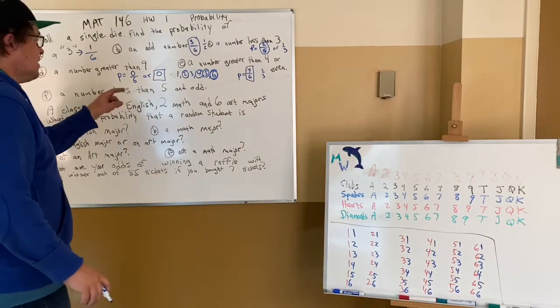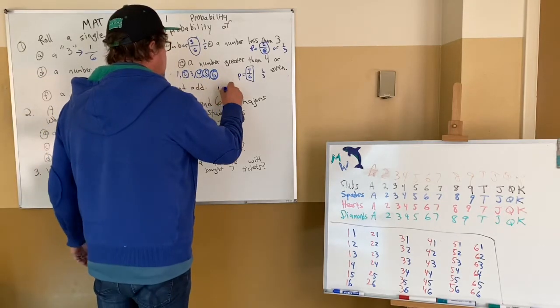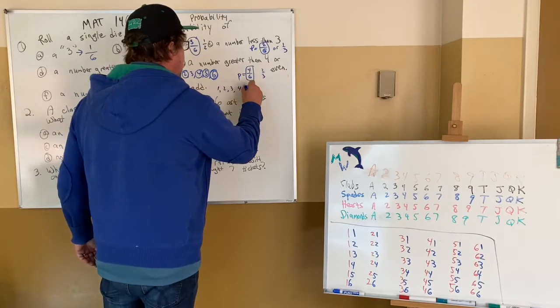Now, numbers that are less than 5 and odd, let's set them up again. 1, 2, 3, 4, 5, and 6.